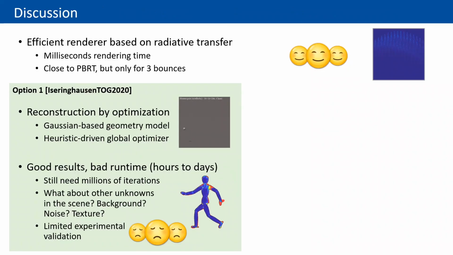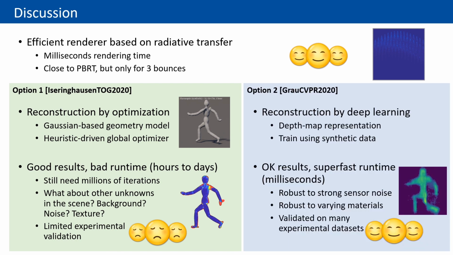So, in addition to using our super fast renderer to implement the world's slowest non-line-of-sight reconstruction method, we also used it to train the fastest non-line-of-sight reconstruction method based on deep learning, and successfully tested that on a lot more experimental data. Thank you.